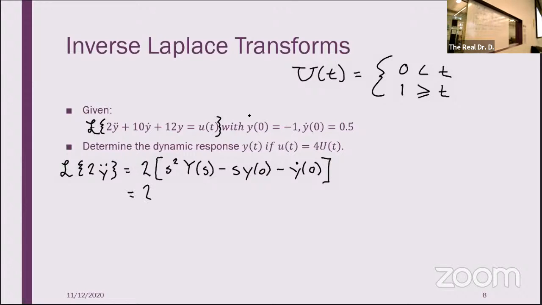And we can plug some things in here and distribute our 2 through. So y(0) was -1, so this is going to be plus 2 times s, because minus s times -1 is just plus s. Then we multiply our 2 through the entire thing, minus 0.5 times 2, minus 1.